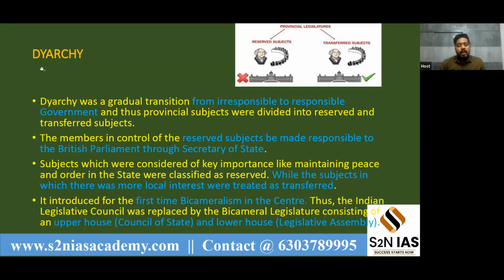Everyone tells about diarchy, but no one tells about why the system of diarchy was introduced. This is called studying the philosophy or background behind any act. So two houses were introduced at the central level, upper house and lower house: Council of States and Legislative Assembly. Today's Council of States is Rajya Sabha, and Legislative Assembly means Lok Sabha.